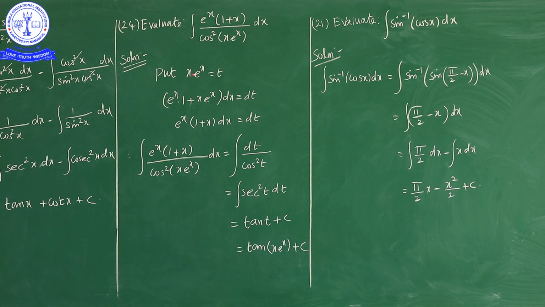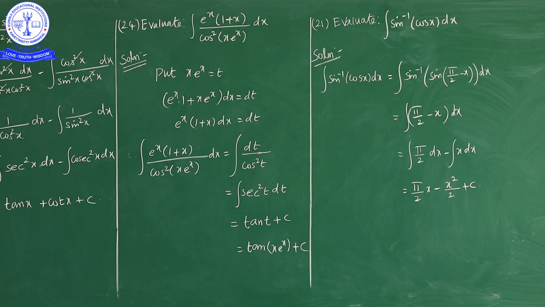So UV rule. So e power x into x derivative is 1 plus x into e power x derivative is e power x only, no, into dx is equal to dt. Now here e power x common, e power x into (1 plus x) dx equal to dt. So entire numerator part becomes dt, no, dt. Denominator cos square of (x into e power x) we consider as a t, no. So 1 upon cos square t dt.